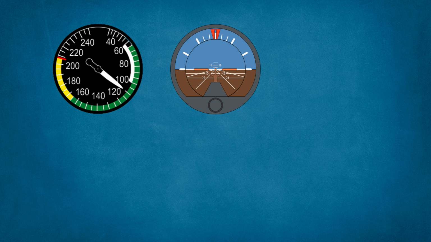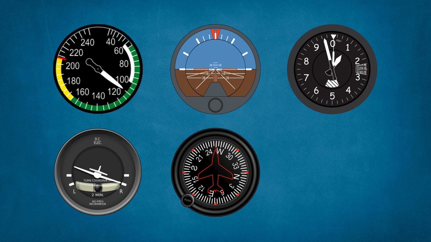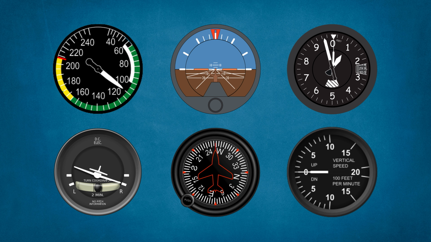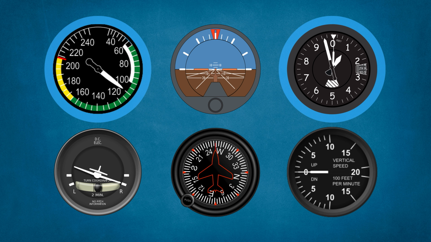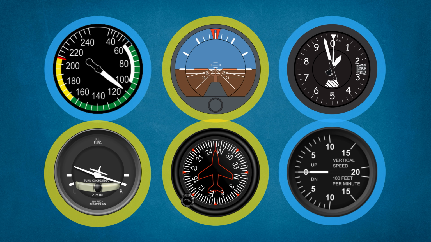These are airspeed indicator, attitude indicator, altimeter, turn coordinator, heading indicator, and vertical speed indicator. Knowing what these instruments indicate is important, but understanding how they work is just as essential. 3 of these instruments, the airspeed indicator, altimeter, and vertical speed indicator, use air pressure to function. The other 3, the attitude indicator, heading indicator, and turn coordinator, work based on gyroscopic principles.